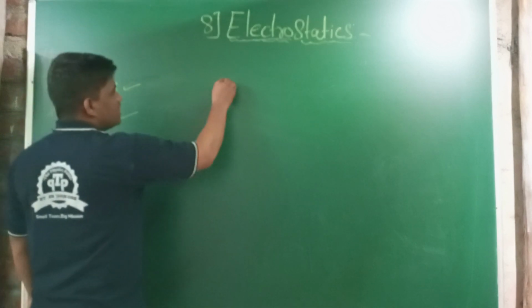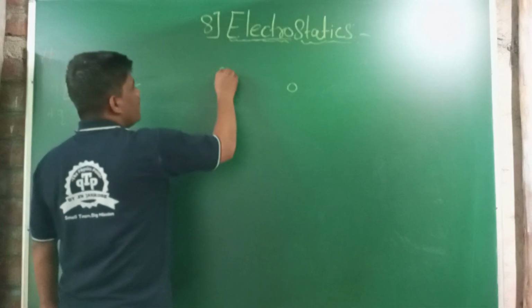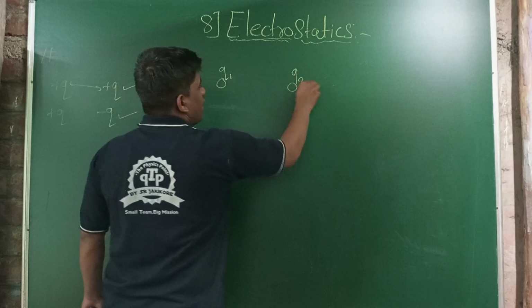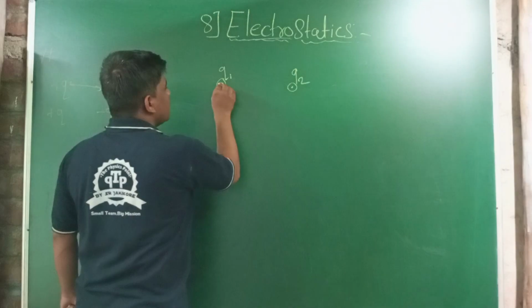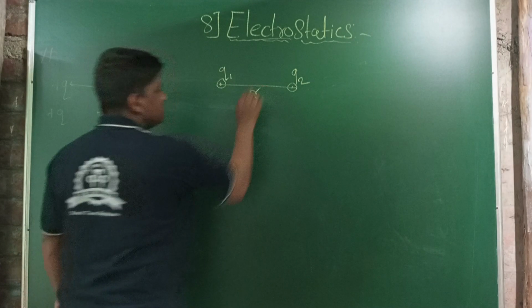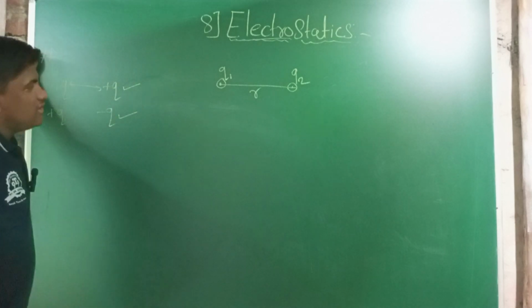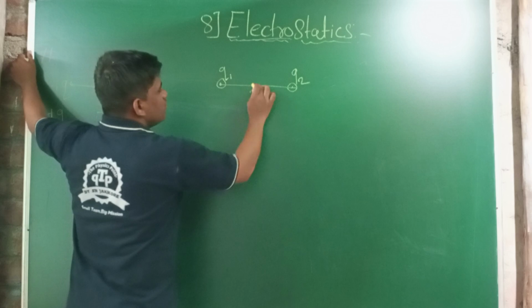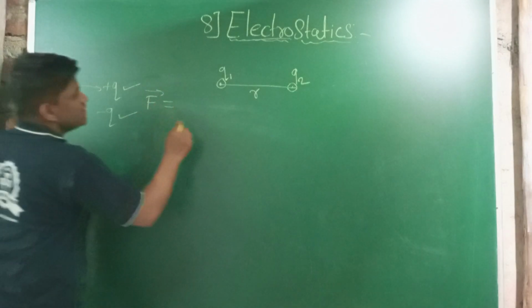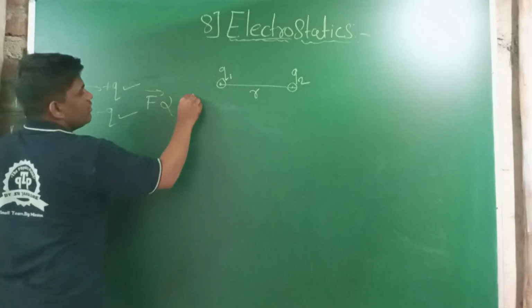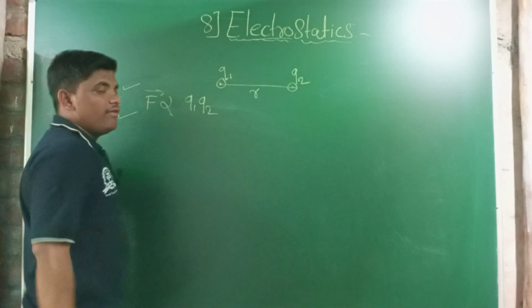Consider this is one charge and this is another charge. The magnitudes of these charges are q1 and q2, and the distance separating these two charges is r or d. Coulomb's law of electrostatics is similar to Newton's law of gravitation. The force of attraction or repulsion is directly proportional to the magnitudes, where q1 is the magnitude of the first charge and q2 is the magnitude of the second charge.